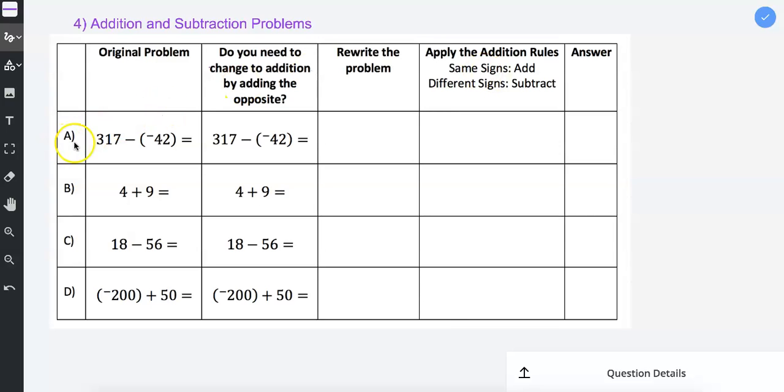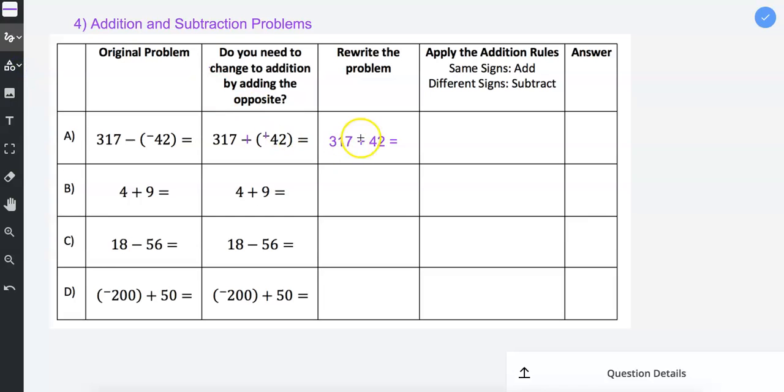Take a look at example A. Take a look in between the two numbers. I do not see an addition sign. So since this is subtraction, I'm going to need to change it to addition. So I add the opposite to change this to an addition problem. And then I'm going to rewrite the problem, 317 plus a positive 42.